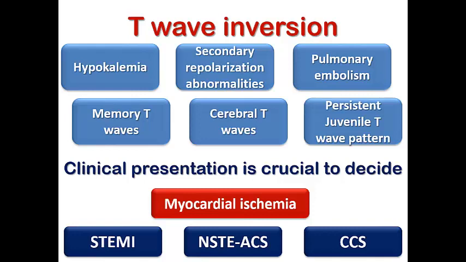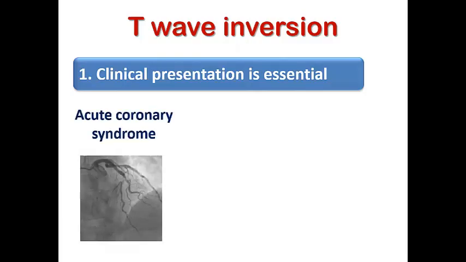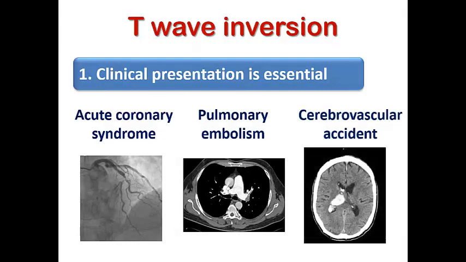How can I differentiate? So let's come to the summary of this lecture. First thing, clinical presentation is essential because myocardial ischemia is not the only cause. It can be acute coronary syndrome, of course, it can be pulmonary embolism, and it can be cerebrovascular accident. So you need to check the clinical presentation before assuming it is just ongoing myocardial ischemia and you misdiagnose the patient.